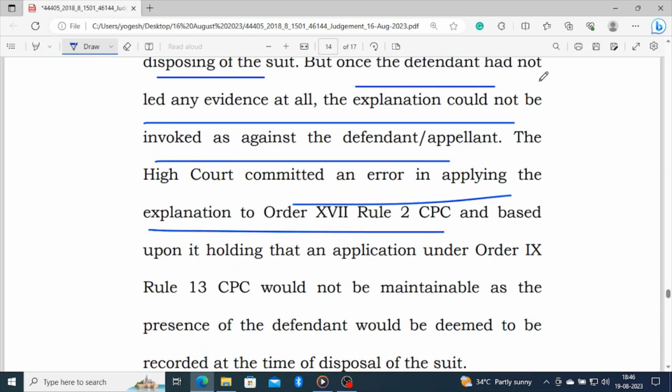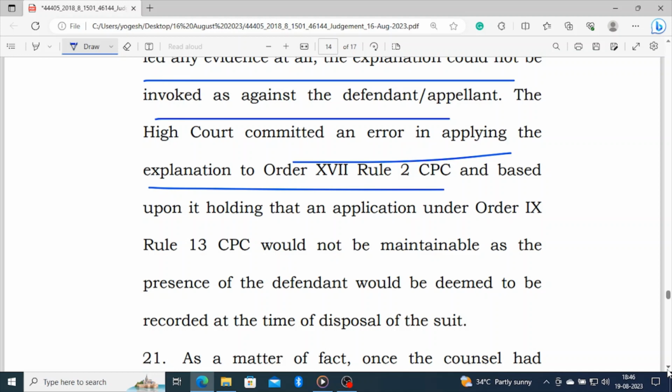The Honorable Supreme Court has held that since the case was at the stage of the plaintiff's evidence, if the plaintiff failed to appear, then the court could have disposed of the matter. But the defendant had still not led their evidence. So the court has committed an error. The High Court has committed an error in interpreting Order 17 Rule 2.